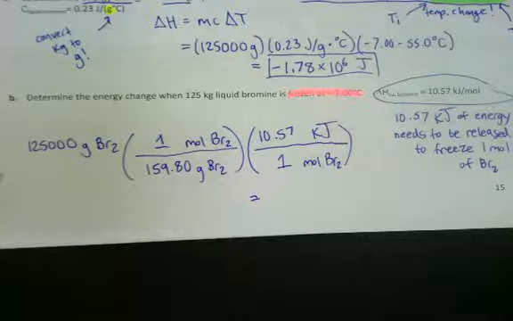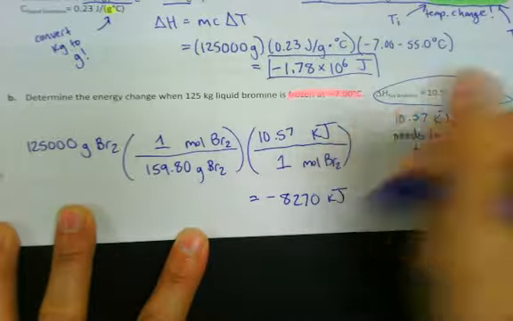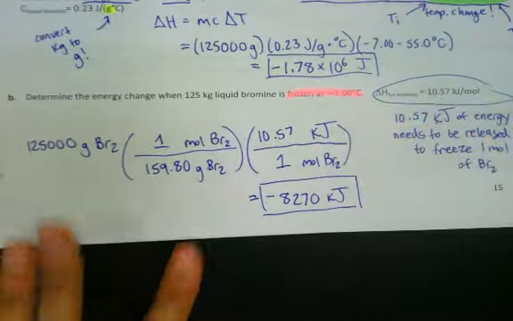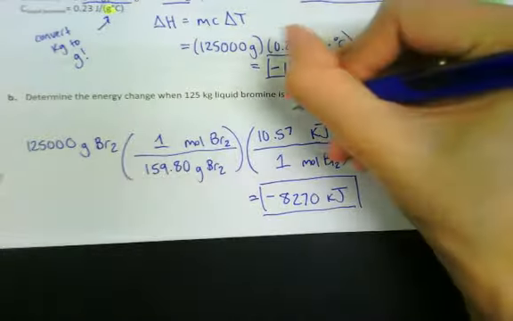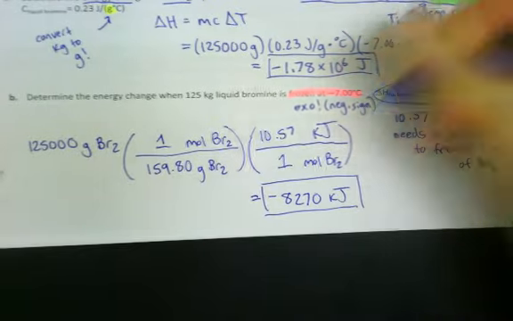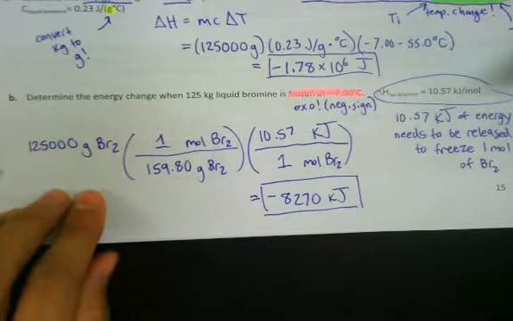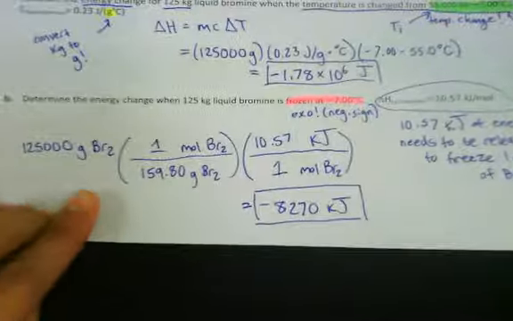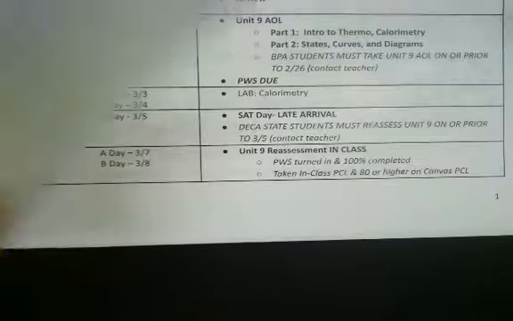If you have determined that this is exothermic, make sure the sign is correct. For the sake of time, I'm going to go ahead and put the answer right here. That is how much energy is released in kilojoules, remembering again that this is exothermic, so we do need a negative sign. Anyone still using what I have on this page? Cool.